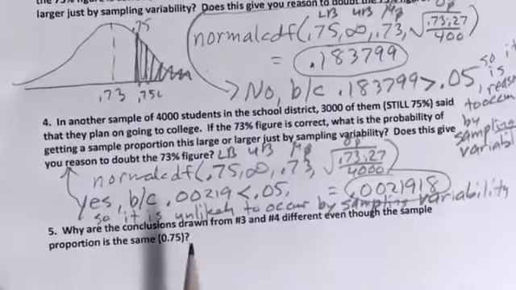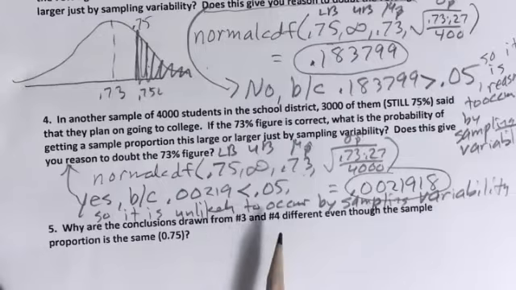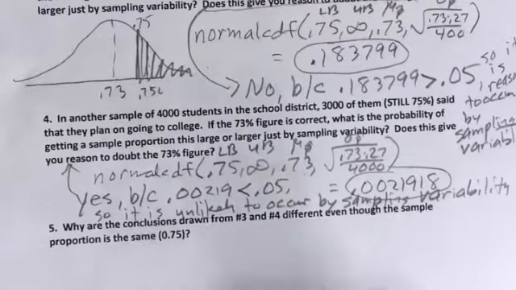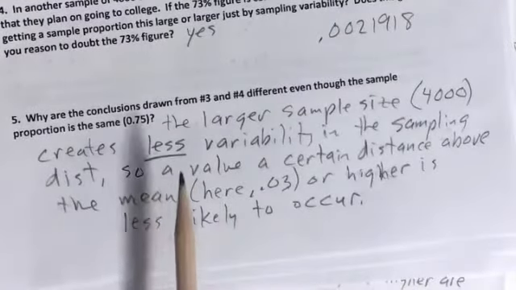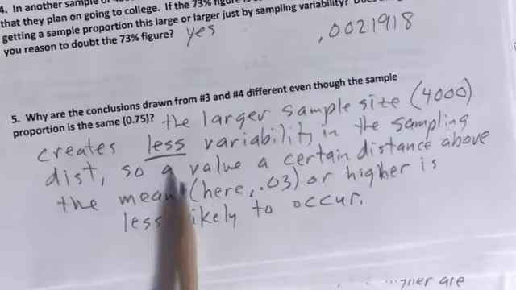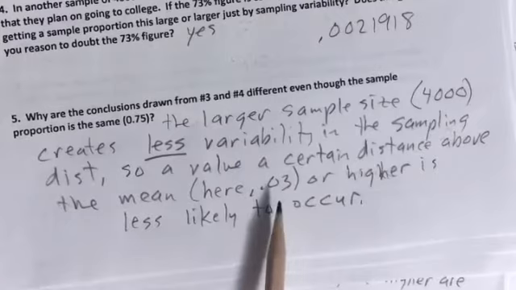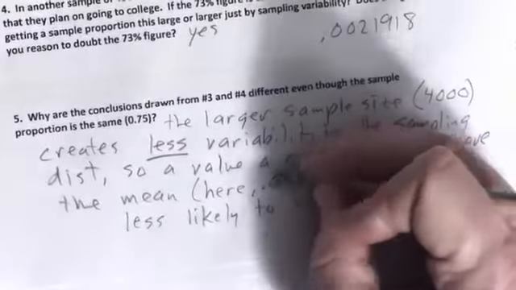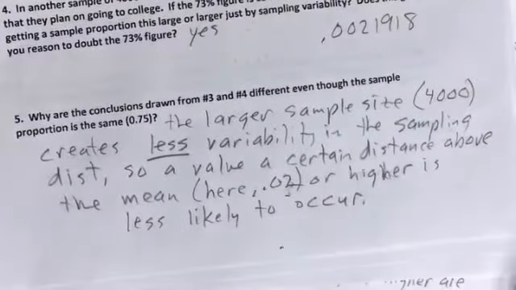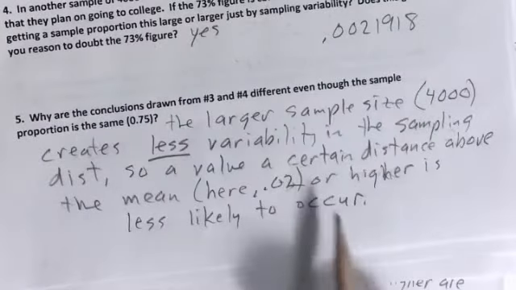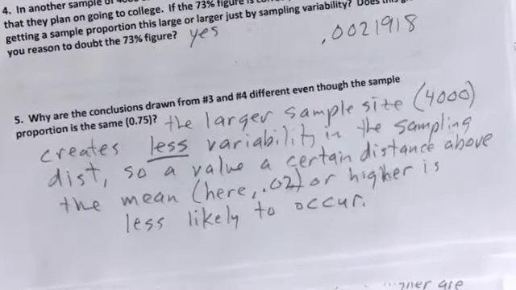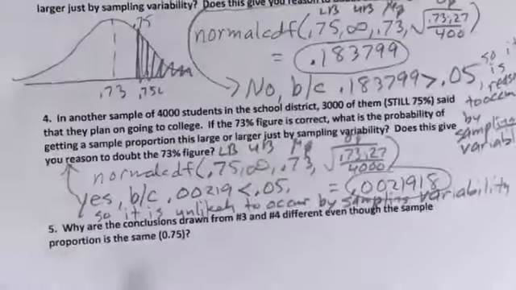Why are the conclusions drawn from number 3 and number 4 different, even though the sample proportions are the same? That's just what I demonstrated there. And the answer is this: the larger sample size creates less variability in the sampling distribution. So a value a certain distance above the mean, here actually 0.02 above the mean, because that's how far it is from 0.73 to 0.75, or higher, is less likely to occur. Okay, so that is how you could word that. So there you go. All right, so let's go on to number 6.